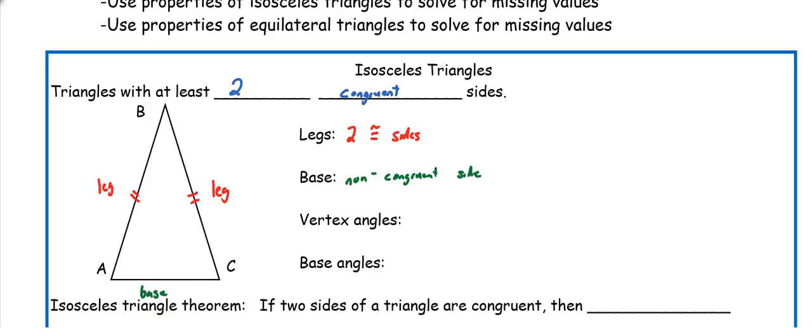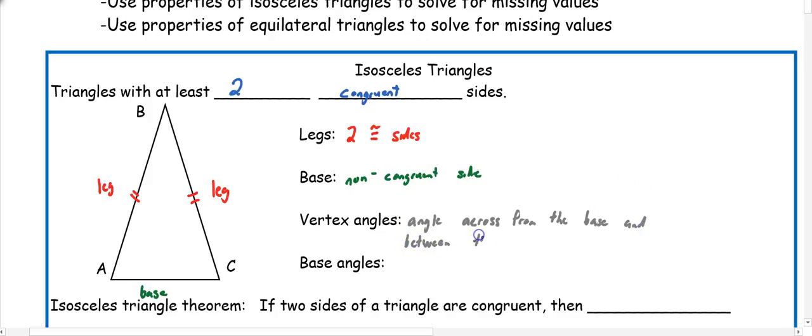Then we have the vertex angle. The vertex angle is the angle across from the base and between the legs. So up here, this would be our vertex angle.